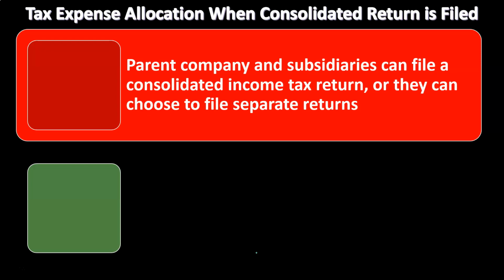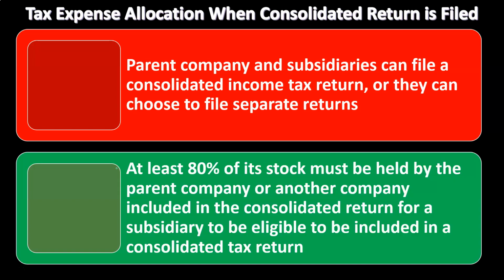So we have the tax expense allocation when a consolidated return is filed. What are we going to do with this tax expense allocation? The parent company and subsidiaries can file a consolidated income tax return, or they can choose to file separate returns. So this is one of the things that we're going to have to consider here. We've got a controlling interest that's going to be involved. So we have two entities. One has a controlling interest in the other, obviously a parent-subsidiary type of relationship. Question then, should we report just one tax return, or should we have two tax returns? This is going to be a decision that needs to be made.